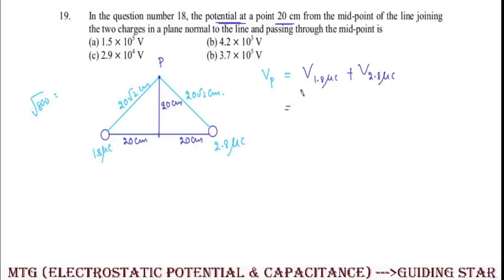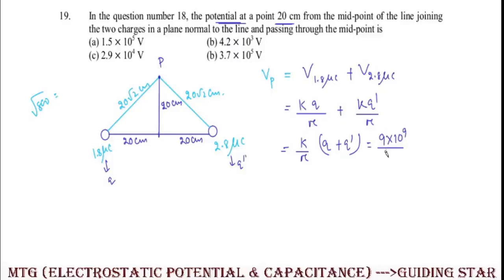So potential at P due to 1.8 at a distance of 20√2 centimeter will be K into Q divided by distance R, so here it will be K Q prime divided by R. So we can take K by R common, so Q plus Q prime. Let this charge be Q and this charge be Q prime. So here in this particular case, 9 into 10 to the power 9, distance is 20√2 centimeter, means 20√2 into 10 to the power minus 2 meter.